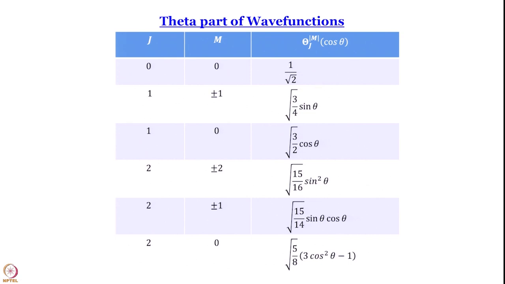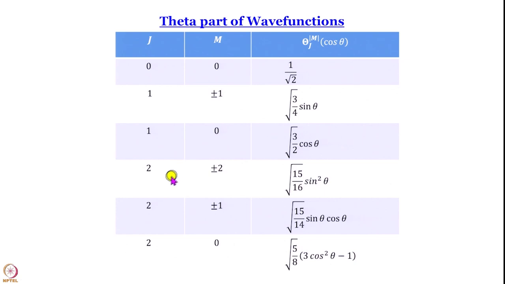just a constant. For j equal to 1, you can have 3 values of m, 0 and plus minus 1. When m is plus minus 1, you get the theta part to be root over 3 by 4 sin theta. And when m equal to 0, for j equal to 1, the theta part turns out to be root over 3 by 2 cos theta. When j equal to 2, you can have 5 values of m. Remember, m takes up values of minus j, minus j plus 1 through 0, increasing in steps of 1.